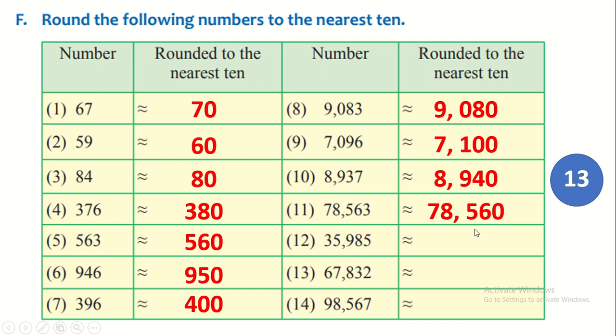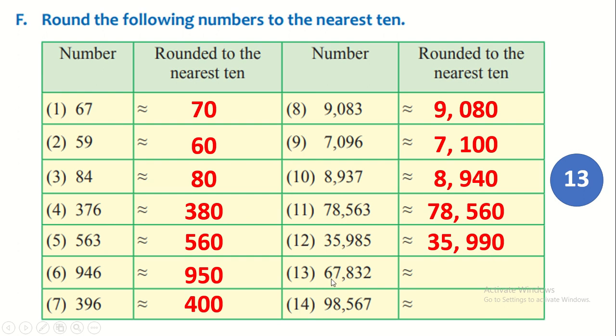Okay, next students. Next is number 12. Number 12 is 35,985. The nearest 10 here is 8, 85. Next is 5. Okay, you can round off the number to 35,990. 85 becomes 90 here.